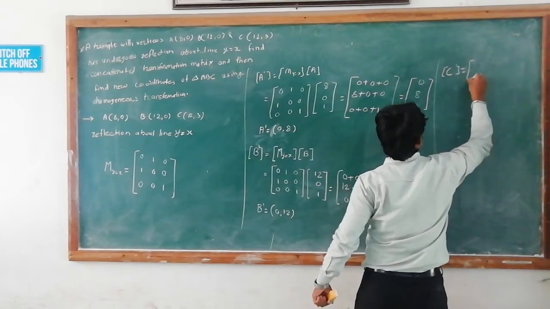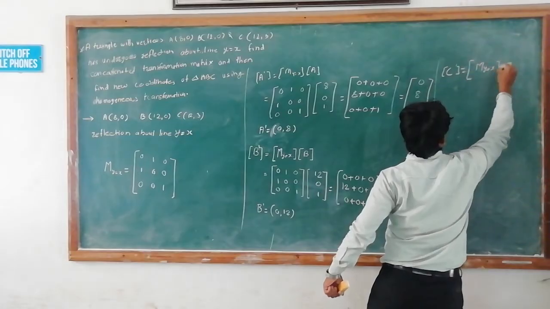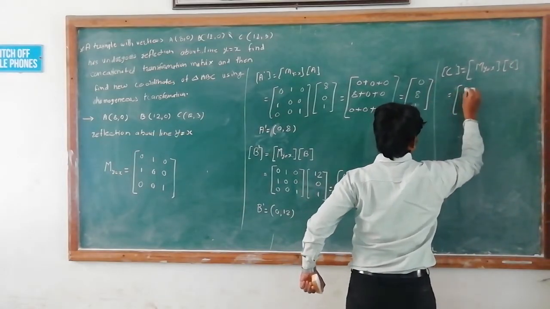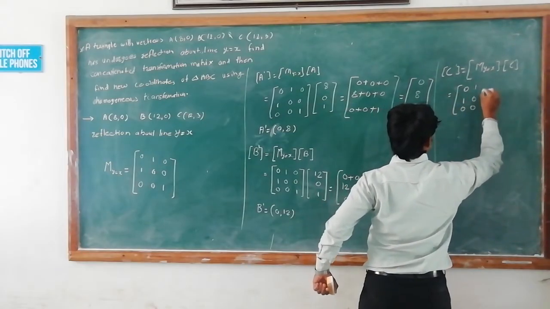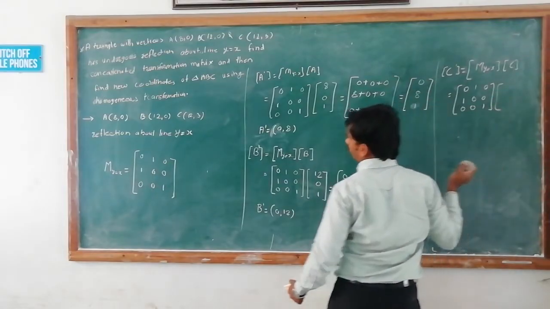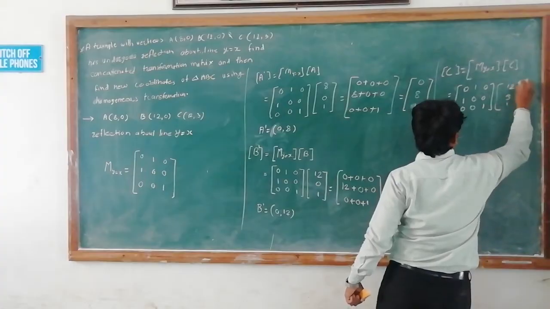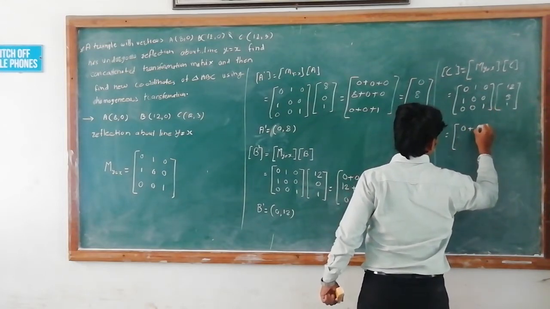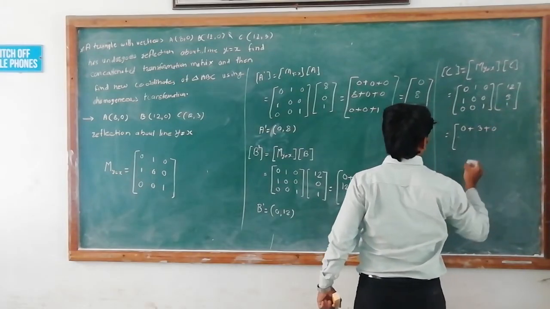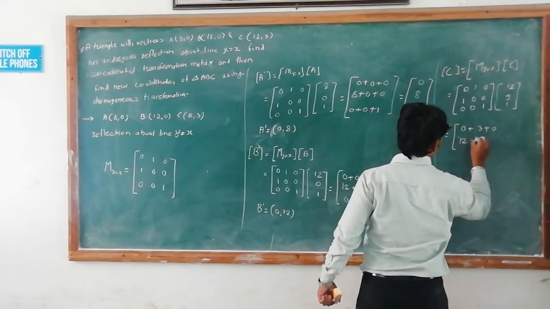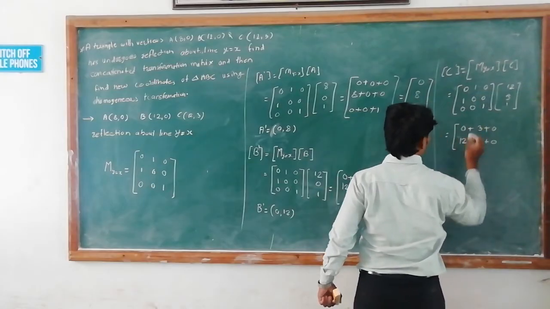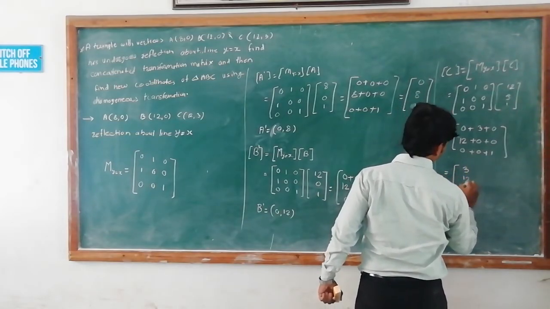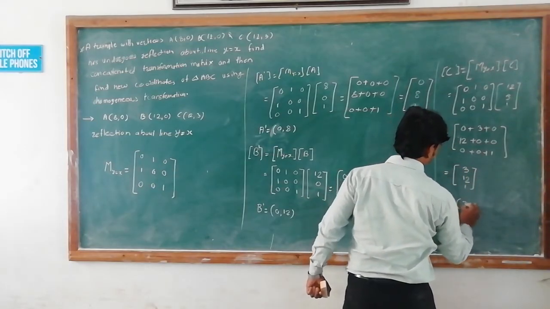Now we have to find out the new position of the point C, that is C dash. C dash is equal to M into the coordinates of the point C. So it is equal to the matrix 0, 1, 0, 1, 0, 0, 0, 0, 1, and the coordinates of the point C are 12, 3, 1. If you take a multiplication of this, 0 into 12, 0, plus 1 into 3, 3, plus 0 into 1, 0. Now 1 into 12, 12, plus 0 into 3, 0, plus 0 into 1, 0, and this is equal to 3, 12, 1. The new position of the point C dash is equal to 3, 12.